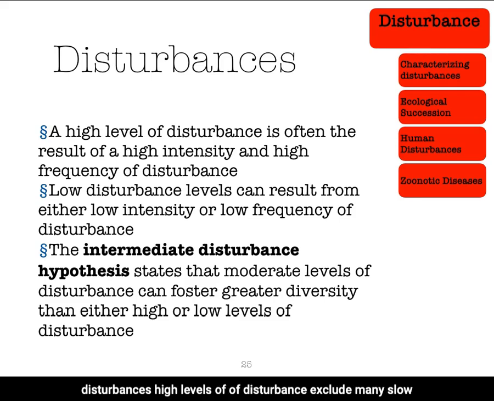High levels of disturbance exclude many slow-growing or slow-colonizing species, while low levels of disturbance allow dominant species to exclude less competitive species. Intermediate levels of disturbance open habitats up for potential community members without severely altering conditions. For example, invertebrate diversity is highest in New Zealand stream beds when flooding frequency or intensity is intermediate. Small and large-scale disturbances are a natural part of many communities.